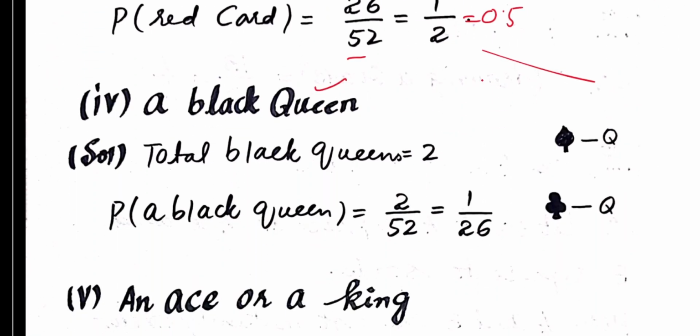Black queen. There are two cards. Total four cards are of queen in a well shuffled pack. Two are of red and two of black. The two black queens are this, queen of spades, and this, queen of clubs. These are the symbol of club and this is the spade. So there are two and both of the colors are black here. This is a black spade and black club. So there are two black queens. So probability of a black queen is 2 out of total 52. This is 1 over 26.